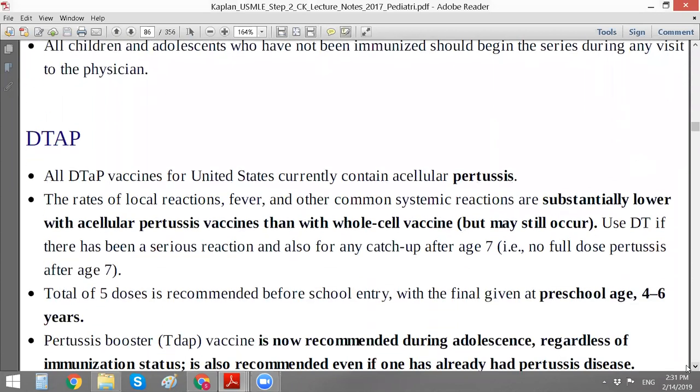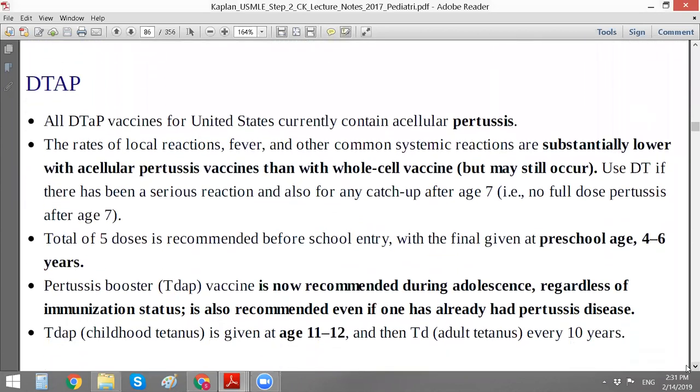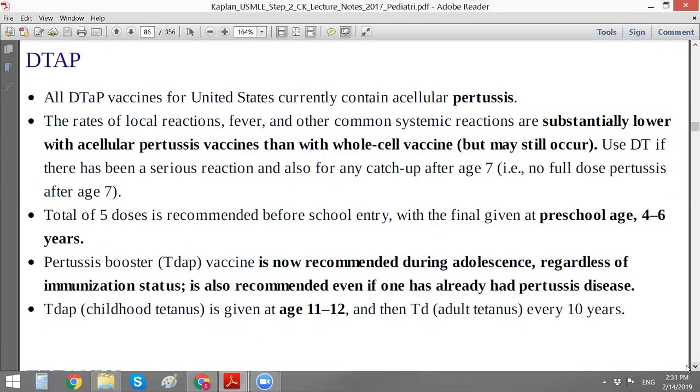Then we have DTaP. All DTaP vaccine for the US currently contains acellular pertussis. Rates of local reaction and fever are substantially lower with acellular than with whole-cell vaccine. Use DT if there has been a serious reaction and also for any catch-up after age 7. No full-dose pertussis after age 7.